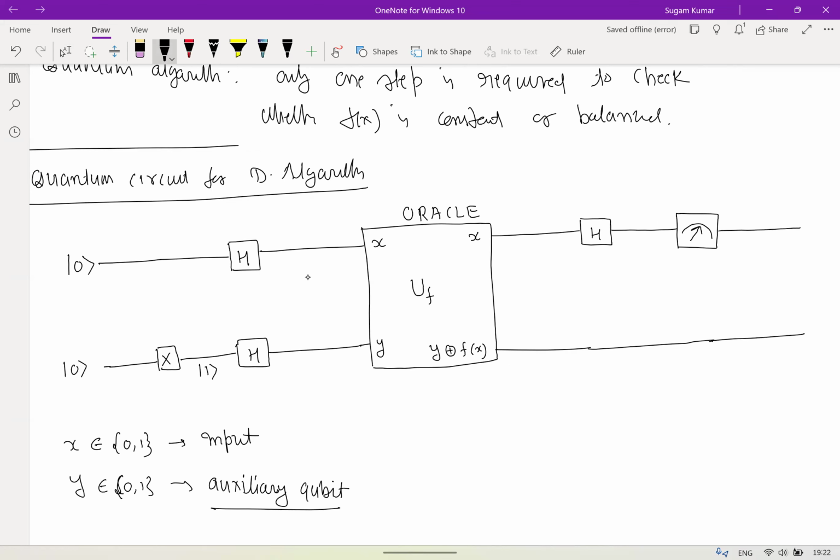Now remember that this is the most significant bit and this is the least significant bit. If the output of this first qubit comes out to be, let us say, the 0 state, then I will say the function is constant. If the output collapses to 1, then I will say it is balanced. So without knowing the type of the function, I can just look at the output. If the output is 0, the function is constant, and if it is 1, the function is balanced. And we will see how it works.